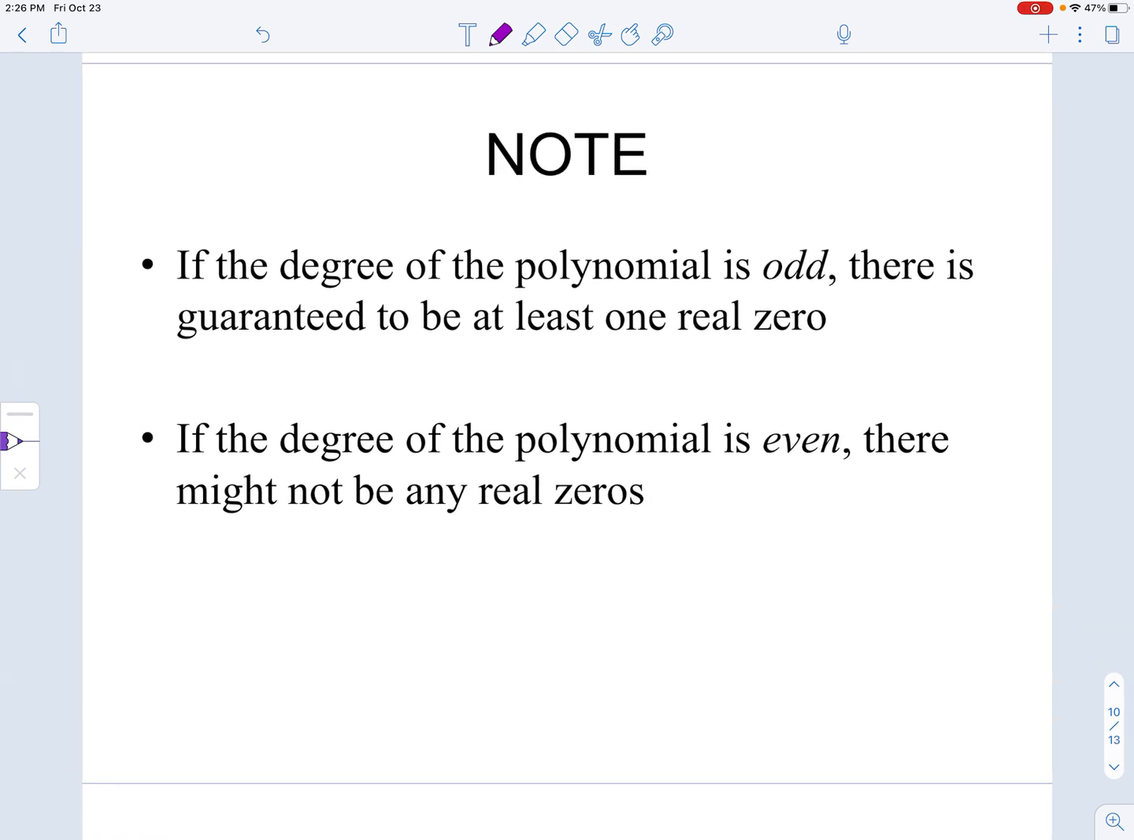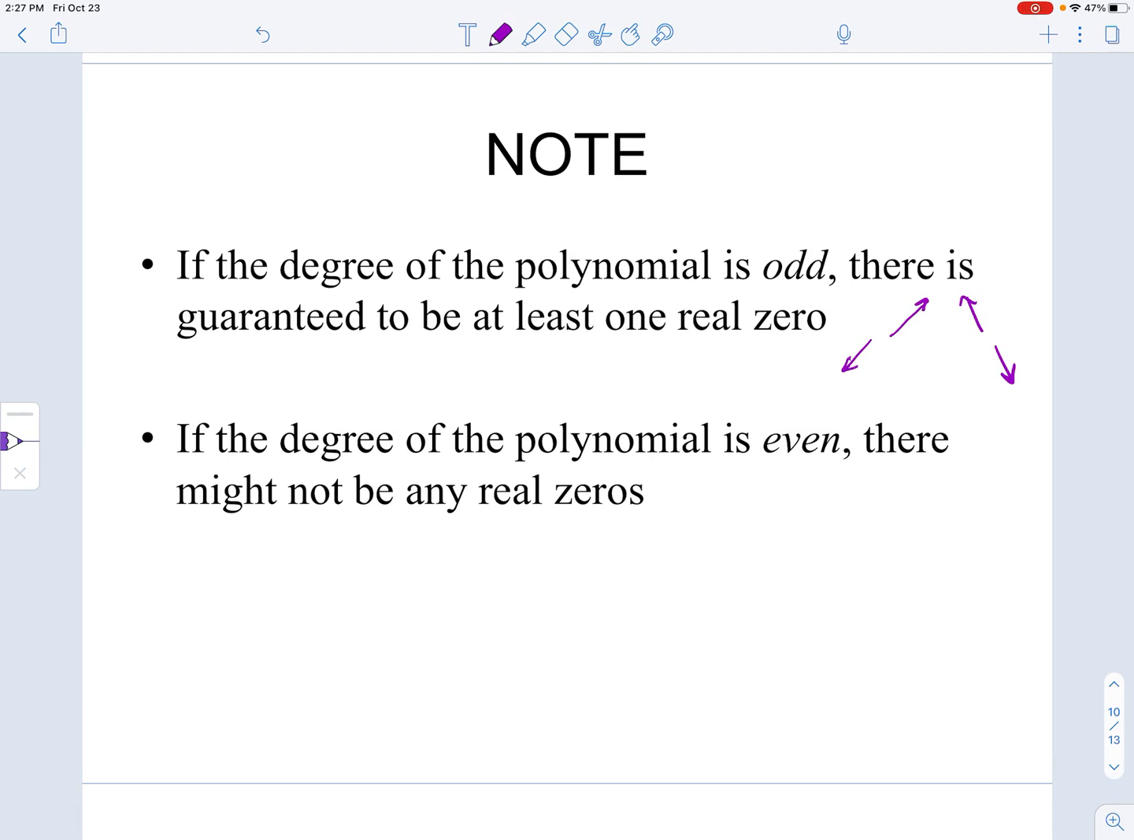Okay, note, if the degree of a polynomial is odd, there's guaranteed to be at least one real zero. If the degree of the polynomial is even, there might not be any real zeros. This should make sense based on your knowledge of end behavior. An odd degree polynomial can either have end behavior like a line with a positive slope or a negative slope. So the graph is going to have to cross the x-axis at least one point. So that means there has to be at least one real zero.